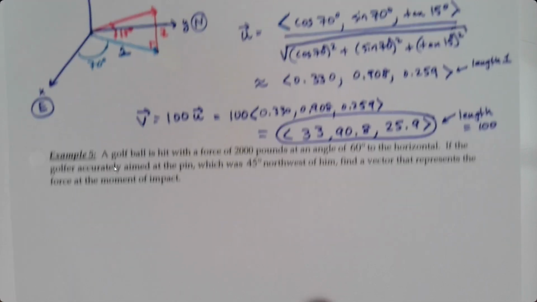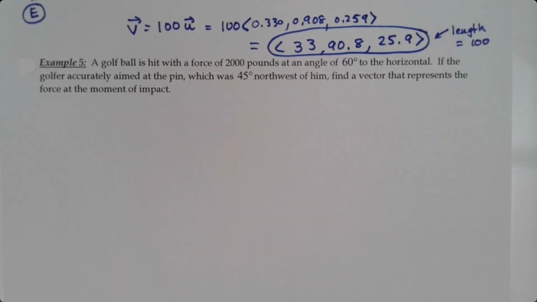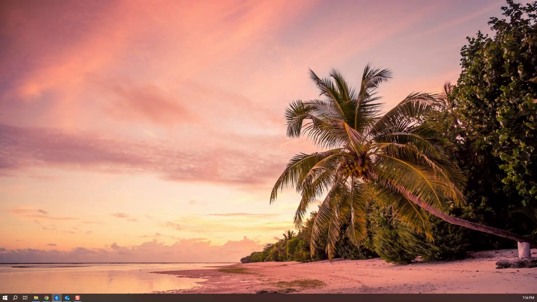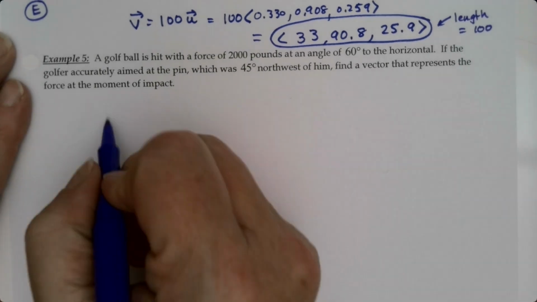All right, so now we have a golf ball is hit with a force of 2,000 pounds at an angle of 60 degrees to the horizontal. If the golfer accurately aimed at the pin, which was 45 degrees northwest of him, find a vector that represents the force at the moment of impact. Well, there's that force piece again, right? Okay, so let's think about this here.